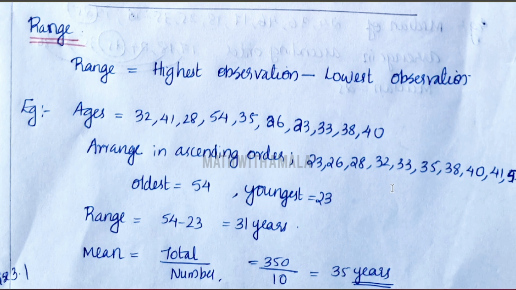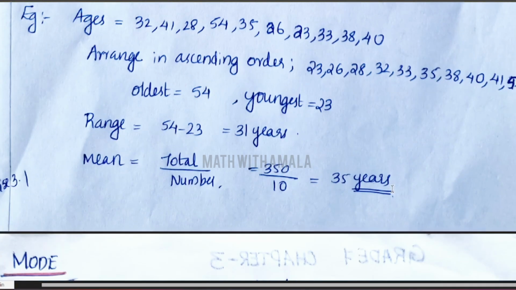Let us have some ages of different people like 32, 41, 28, 54, 35, etc. And we have to arrange them in ascending order. So you have to start with 23, 26, then 28, 32. It goes like that. Here the oldest age is 54 and the youngest age is 23. Hence the range is equal to 54 minus 23, which is equal to 31 years. We can calculate the mean of these ages, that is 350 by 10, that is 35 years.